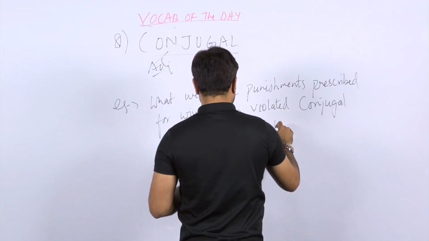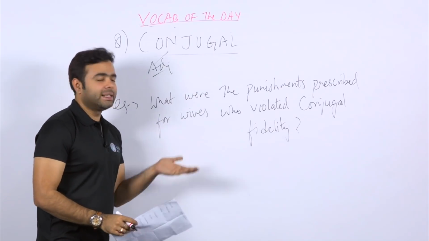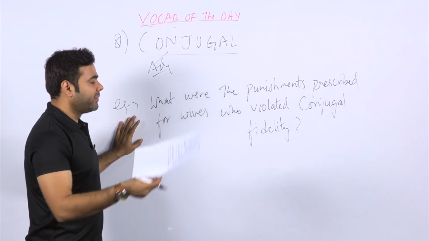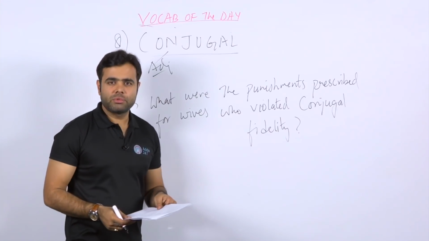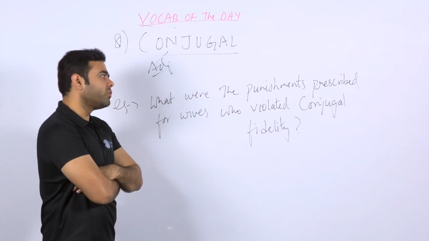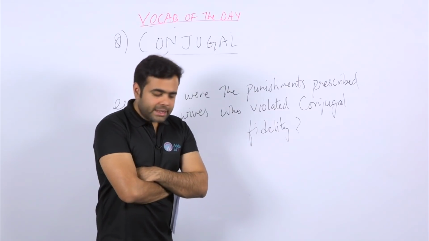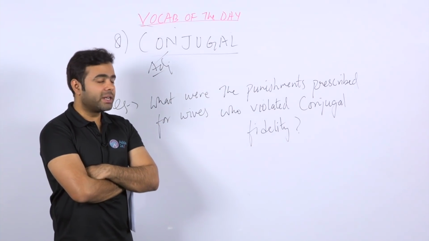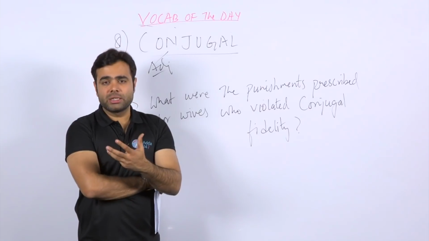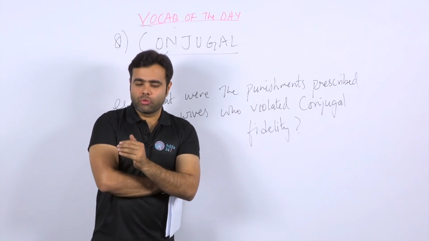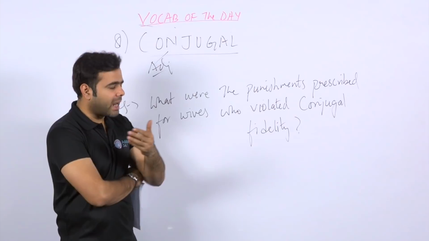fidelity? Now, it's a typical question for all those wives out there watching the video. The sentence is related to the context. It was in The Hindu newspaper, on the 12th or 13th of January: what were the punishments prescribed for wives who violated the conjugal fidelity? Actually, the question was whether the violation of a marriage contract should come under the case of a crime, or is it just a kind of contract, isn't it?